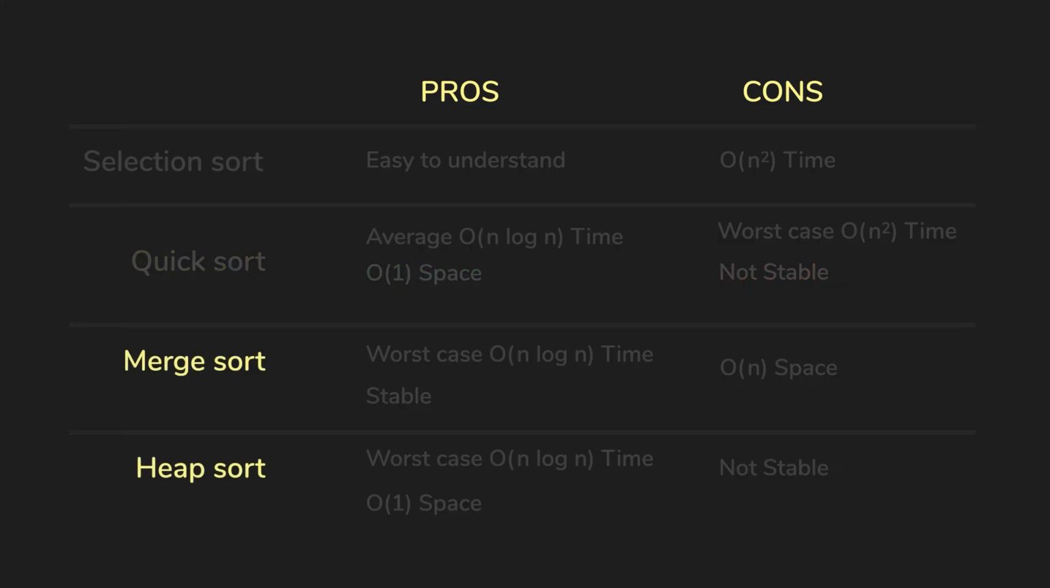We will learn about merge sort and heap sort in another video, but I'll just briefly mention their pros and cons. They both have O(n log n) for the worst case, which is very good compared to selection sort and quicksort. But merge sort needs more space, and heap sort is not stable.